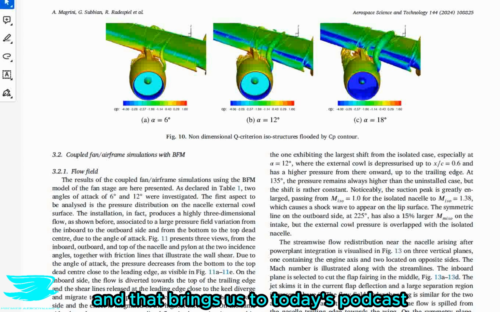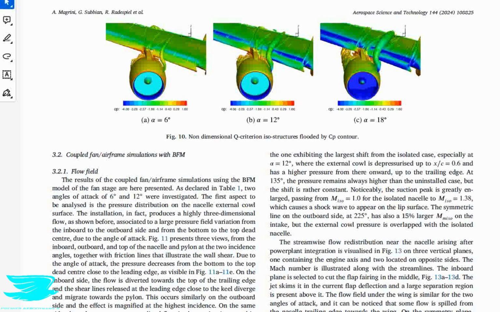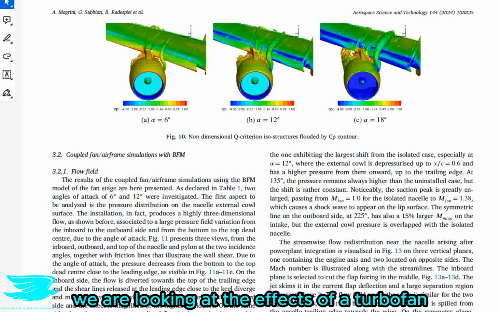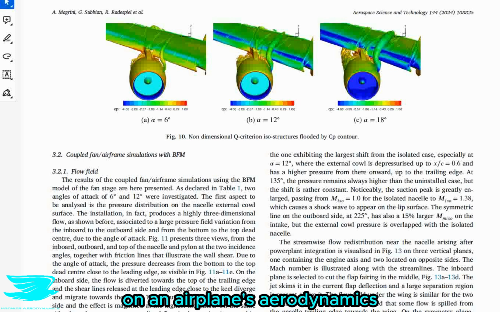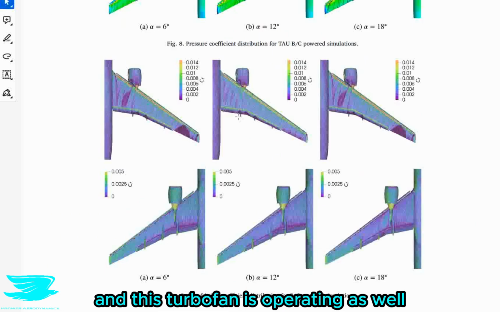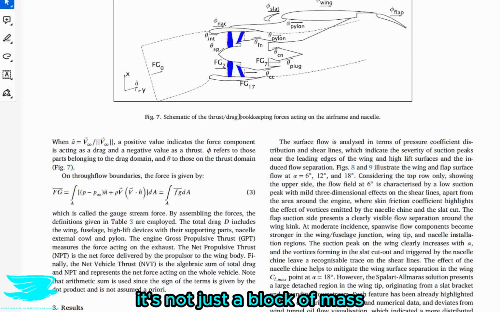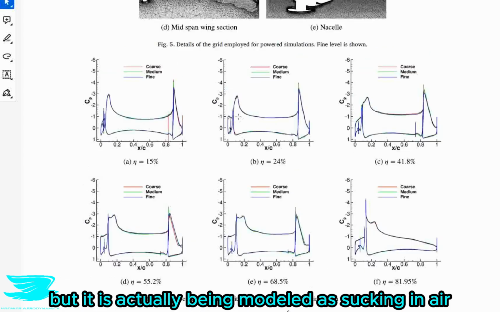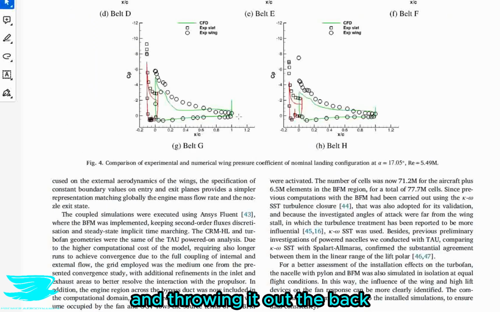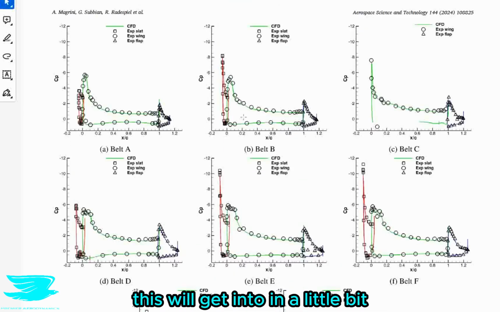And that brings us to today's podcast. So today, we are looking at the effects of a turbofan on an airplane's aerodynamics. And this turbofan is operating as well. It's not just a block of mass, but it is actually being modeled as sucking in air and throwing it out the back. And it's really cool how they're actually doing this. We'll get into it in a little bit.